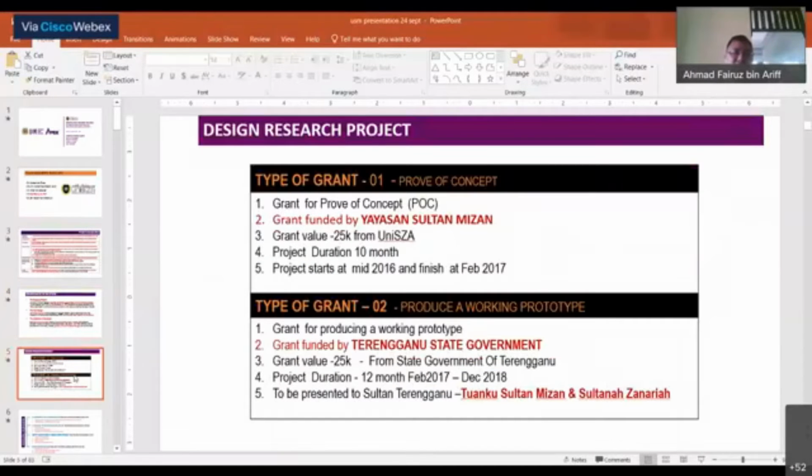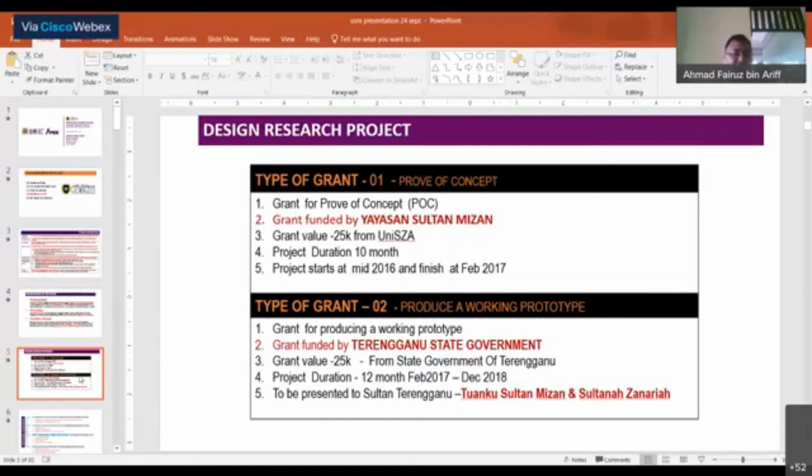Design research projects, where we have two grants. The first type of grant is proof of concept, funded by Yayasan Sultan Mizan. The grant value is about 25K. The project duration is about 10 months, from mid 2016 to 2017.